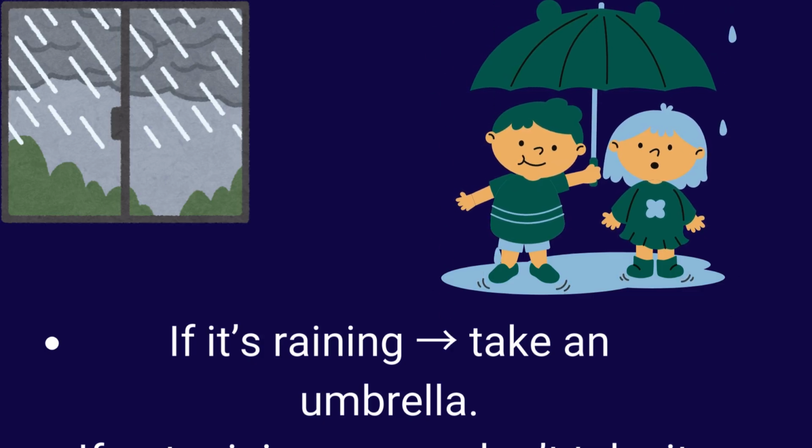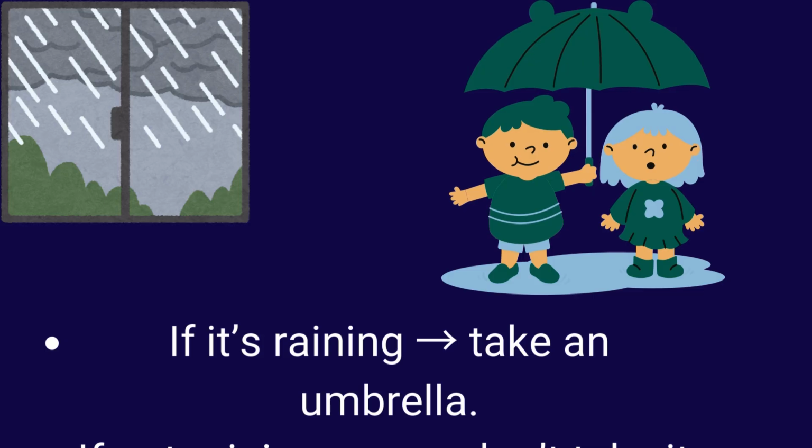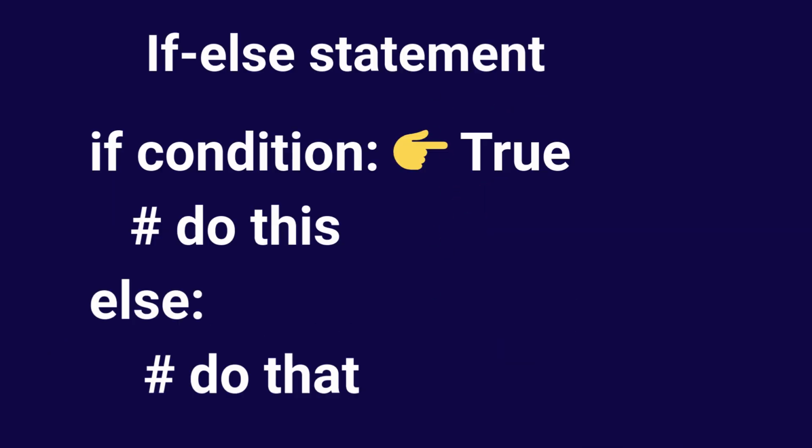But life isn't always that simple. Often there are two clear outcomes. That's where the if-else statement comes in. It says, if the condition is true, do one thing, else do another.